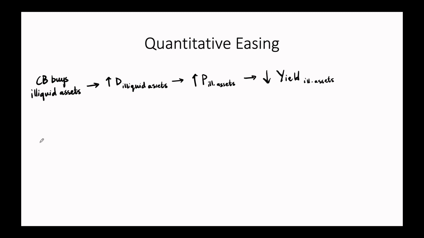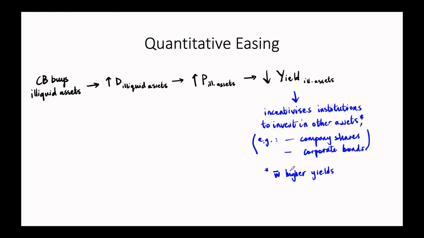When the Bank of England buys illiquid assets, this increases their price. A simple analysis of supply and demand will confirm this. However, there's an inverse relationship between the price of an asset and its yield, in other words, its return. This means that as the price of these illiquid assets increases, their yield falls. This then incentivizes institutions to invest in other assets with higher yields, such as company shares or corporate bonds.